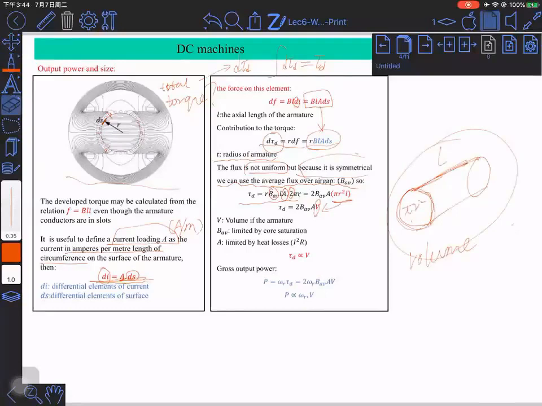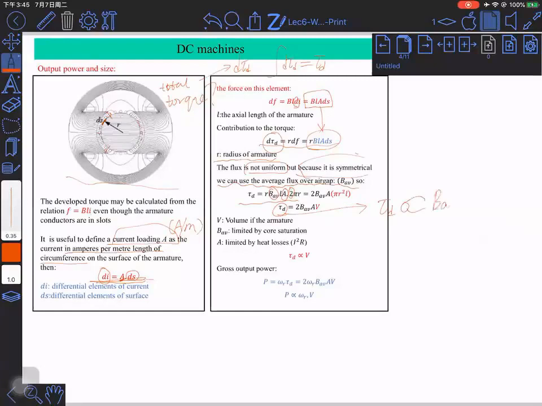Okay, so this expression is equivalent to saying that the developed torque is proportional to the average flux density, proportional to A, which is the current density, and proportional to the volume. If you increase any of them, you've got a chance to increase the torque. Of course, increasing the current density is doable, but it is difficult because you have to look at the materials you are using in the current conductor, because each of the materials has an upper limit.